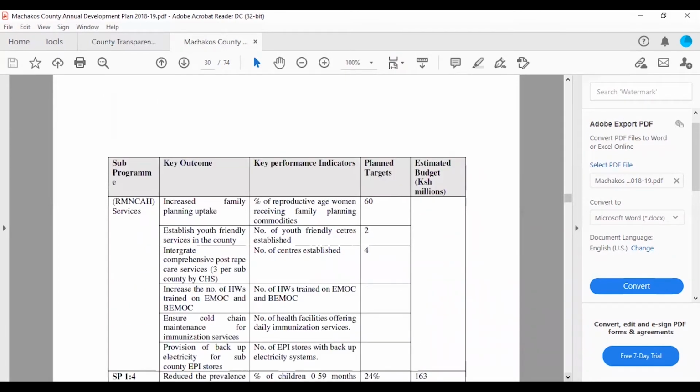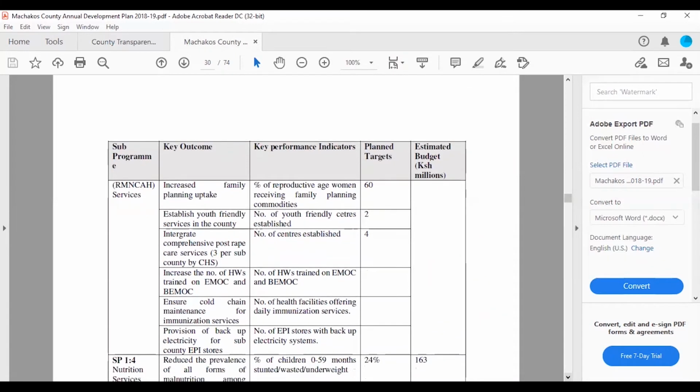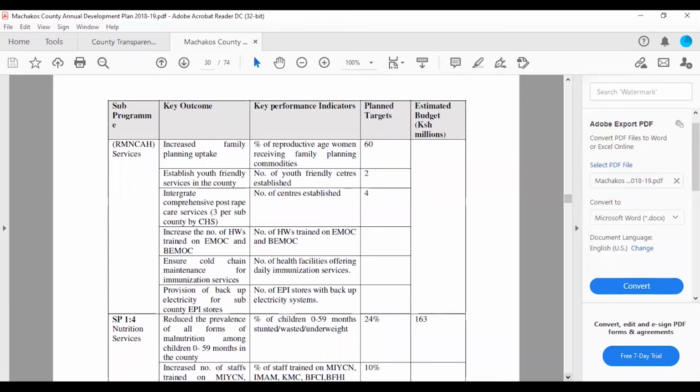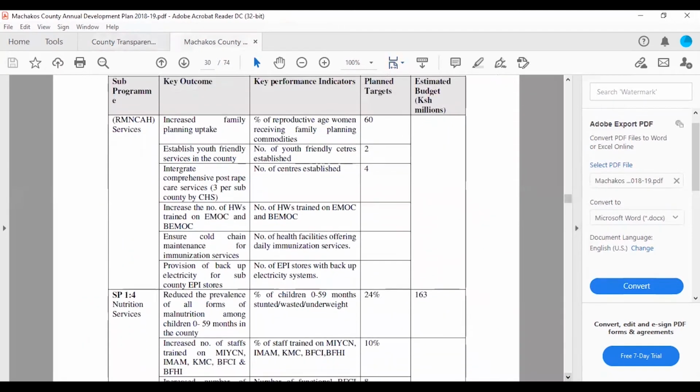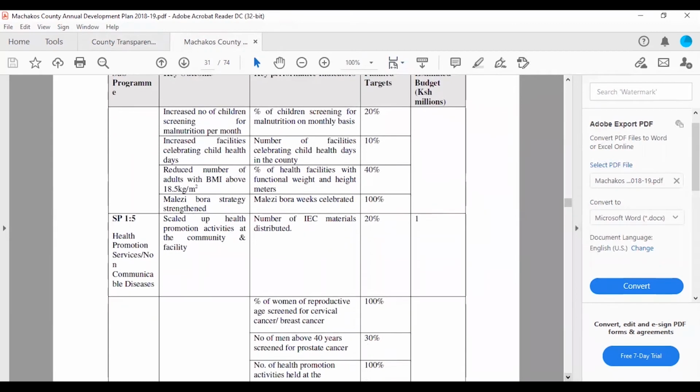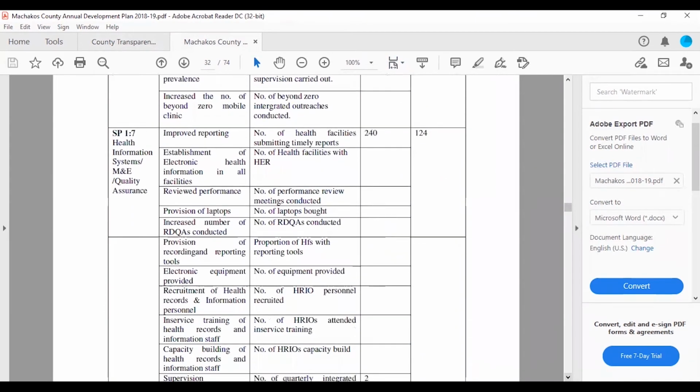Is that money enough? If that money is not enough, that is why it is crucial for you as a budget champion to attend this public participation, like the county fiscal strategy paper, and champion for an increase in budget allocation for the department that you see fit. So as you can see, you have seen the priorities that the county saw fit to look at. You can see there's energy, there's health.